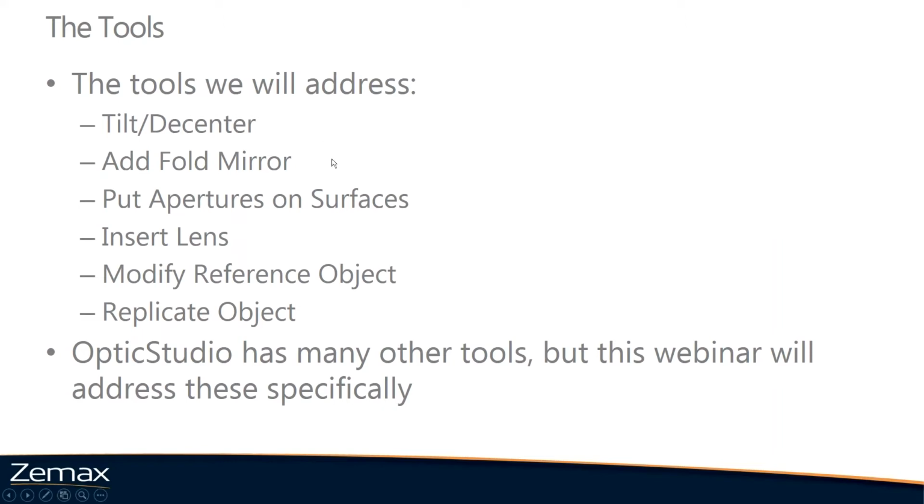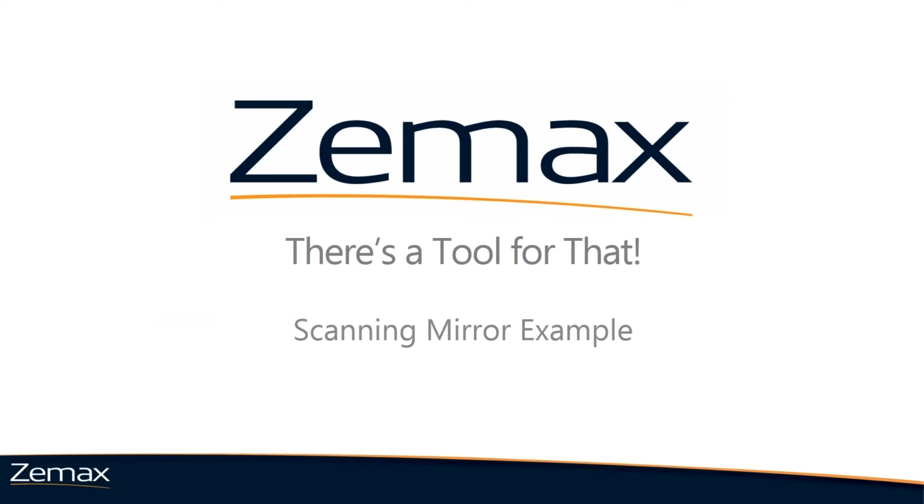And so the tools that we're going to look at today are the tilt and decenter tool, add fold mirror tool, the put apertures on surfaces and insert lens tool for a sequential system. And then we're going to look at some non-sequential tools as well, such as the modify reference object and the replicate non-sequential object. Just note that OpticStudio has a lot of other tools, but this webinar is going to address these specifically. And if you have any questions about the other tools or how these work or what tools there are in OpticStudio, you can feel free to ask during the Q&A.